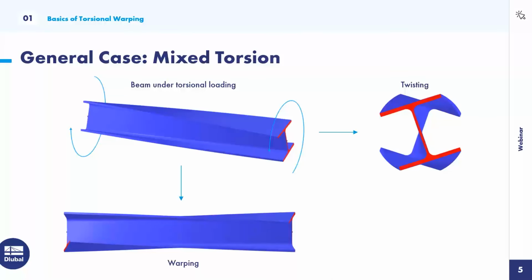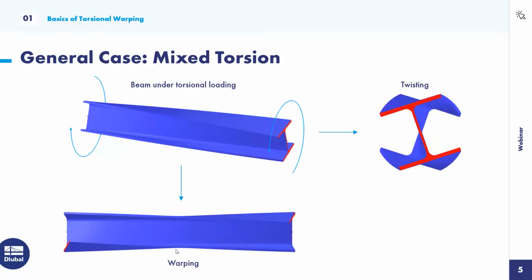In the general case, a beam that is loaded in torsion will experience twisting, shown on the right side if we look from the front on this distorted beam, and warping. So if we look from the side, we see the warping deformation. This combined reaction to a torsional load is described as mixed torsion.